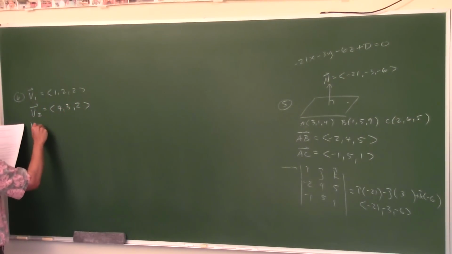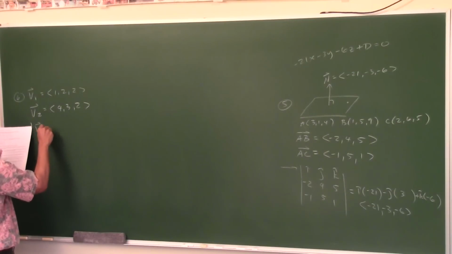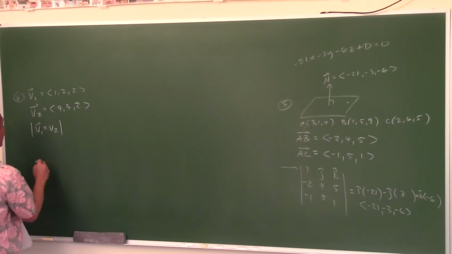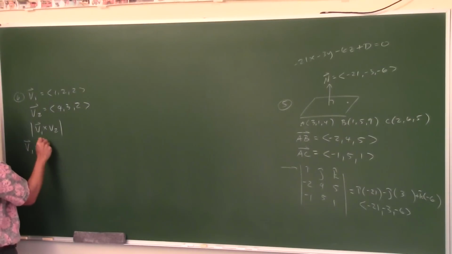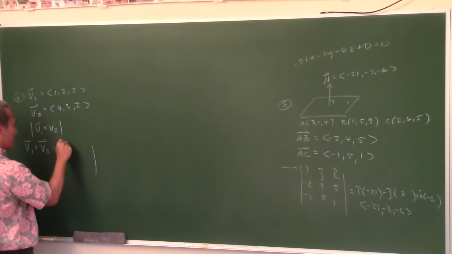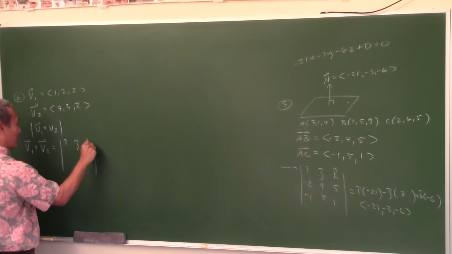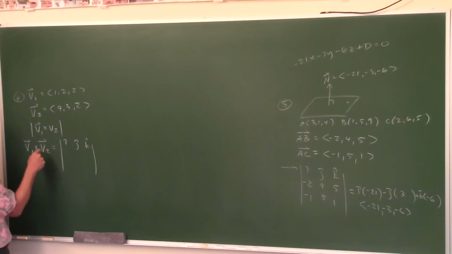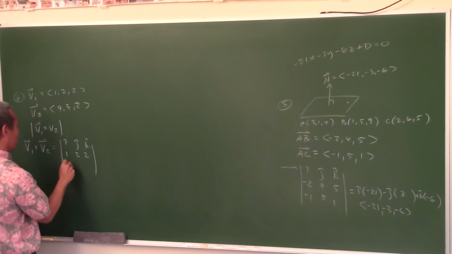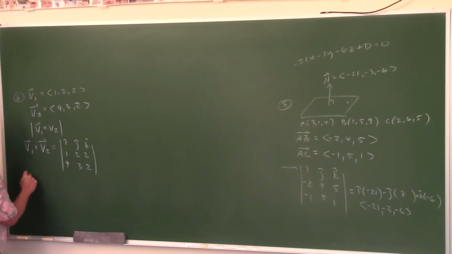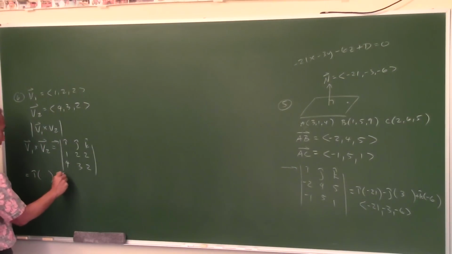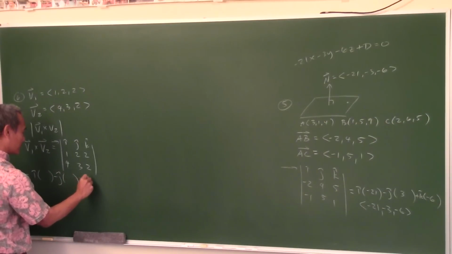Find the, now, these bars mean the magnitude. So first, how do you compute V1 cross V2? You make a 3 by 3 determinant. Since V1 comes first, you put the V1 components in, and then the V2 components next, and then you compute that. Again, I like to go across the first row. Don't forget the plus minus plus.